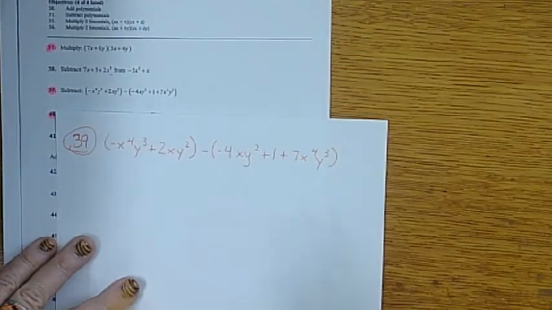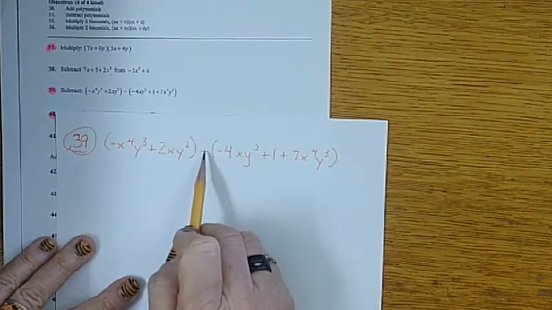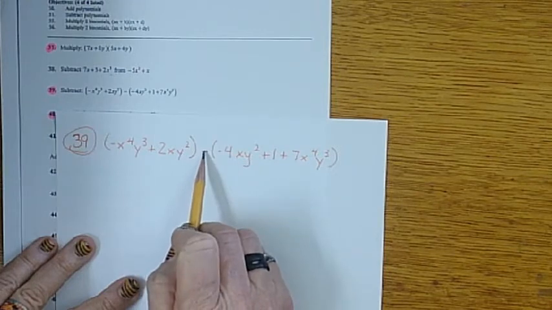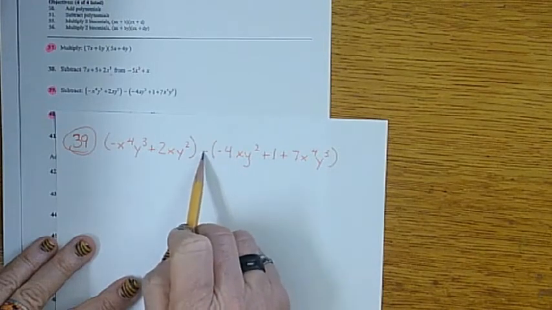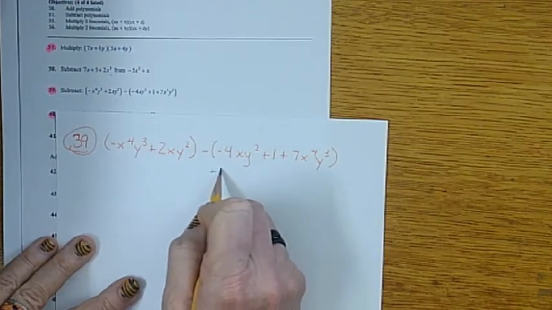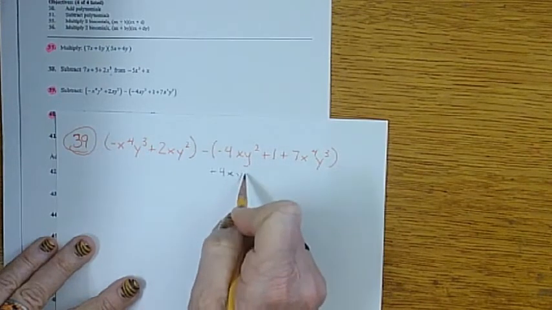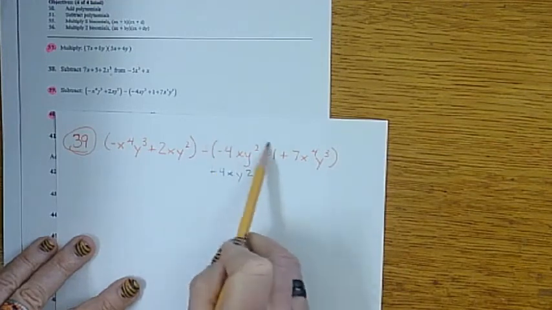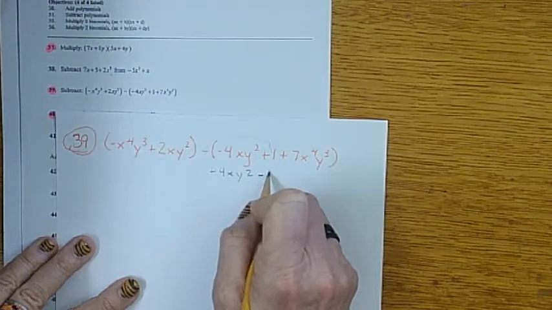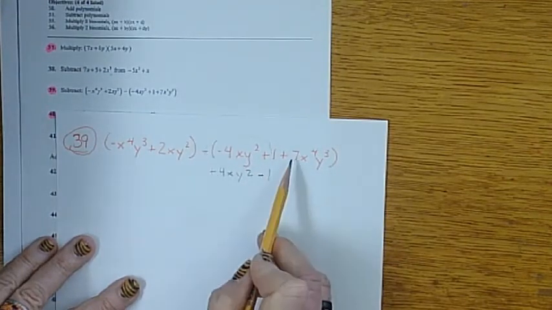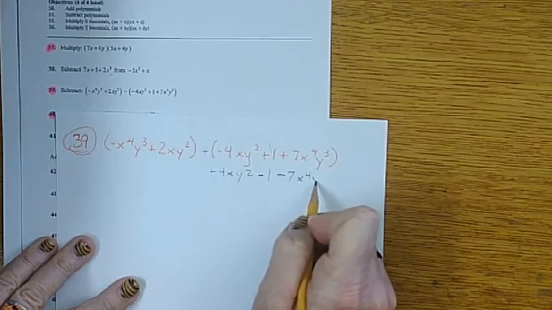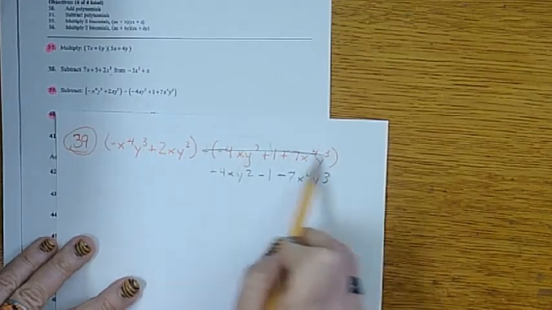So this one's not any different, other than I need to distribute this negative before I start combining like terms. When I distribute this negative here, it's really a negative times a negative, which changes this now to a positive 4xy to the second. When I distribute this to this, it's a negative times a positive, which is a negative, and then a negative times a positive, which makes this a negative. Okay, so now all of this has been changed.